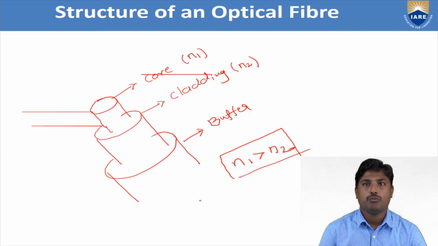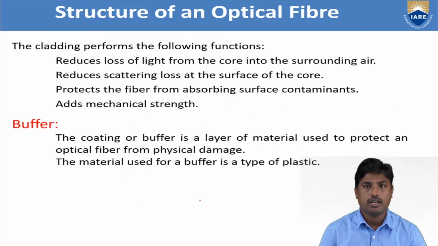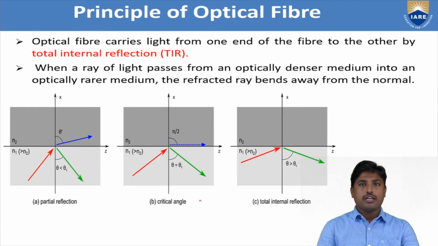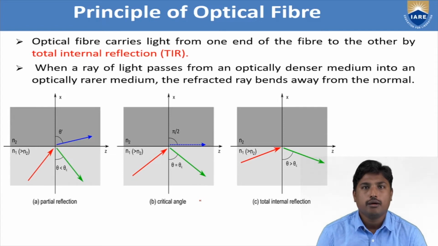Now coming to the principle of the optical fiber. Due to total internal reflection, light carries through the optical fiber cable, through the core material, by the principle of TIR. TIR is nothing but total internal reflection.